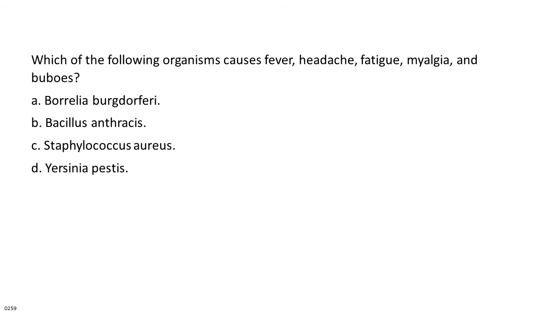Which of the following organisms causes fever, headache, fatigue, myalgia, and buboes? A. Borrelia burgdorferi. B. Bacillus anthracis. C. Staphylococcus aureus. D. Yersinia pestis.